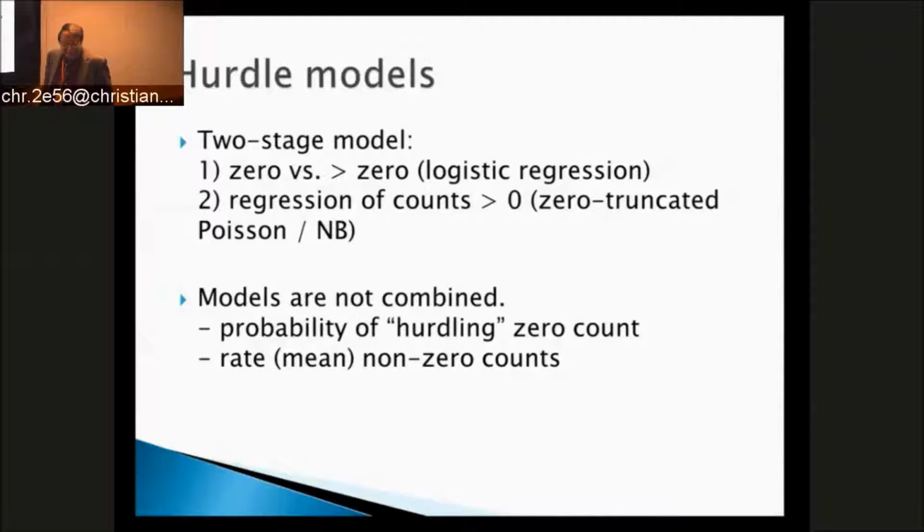But what do you use it for? I guess that's what I don't understand. What example would you use it for? Well, the readmission one would be a good example of that, because we have a lot of zeros. So you want to get, are you going to get readmitted or not? And then if you do get readmitted, how many readmissions do you have?